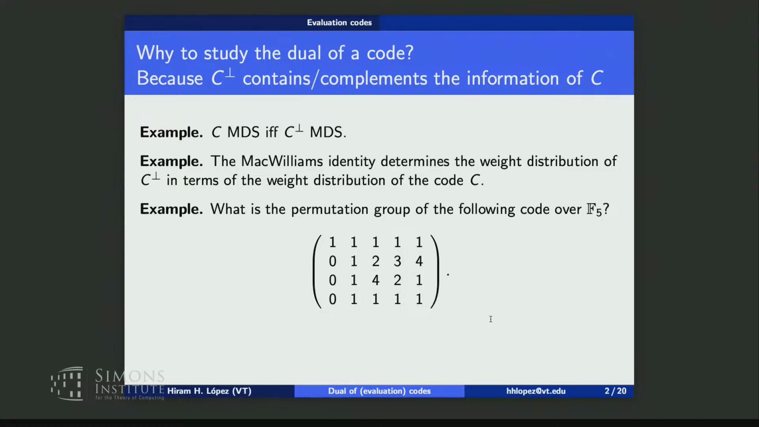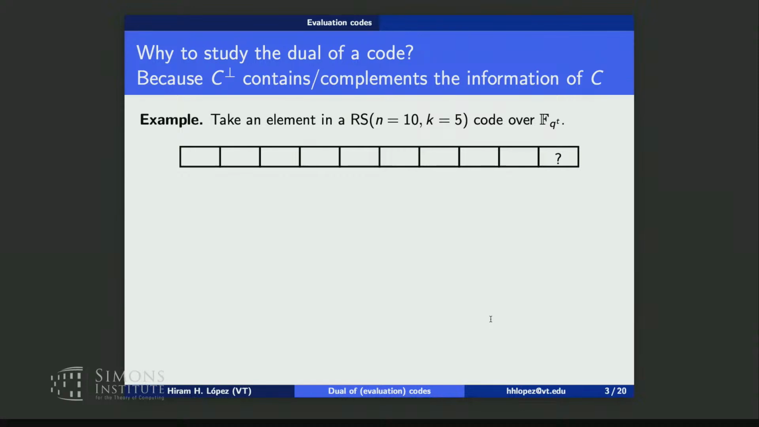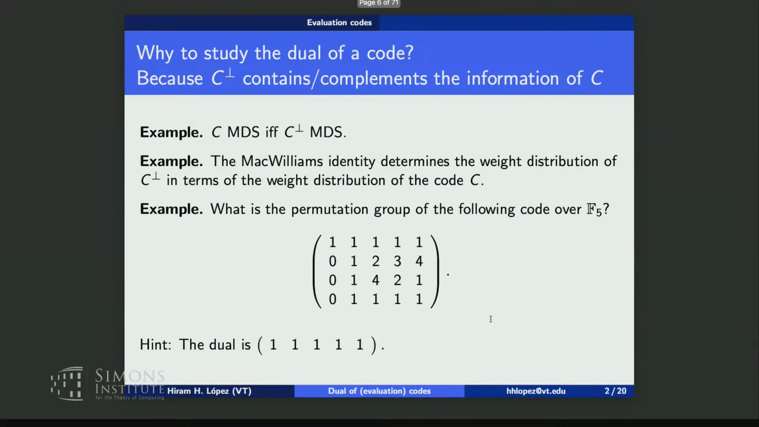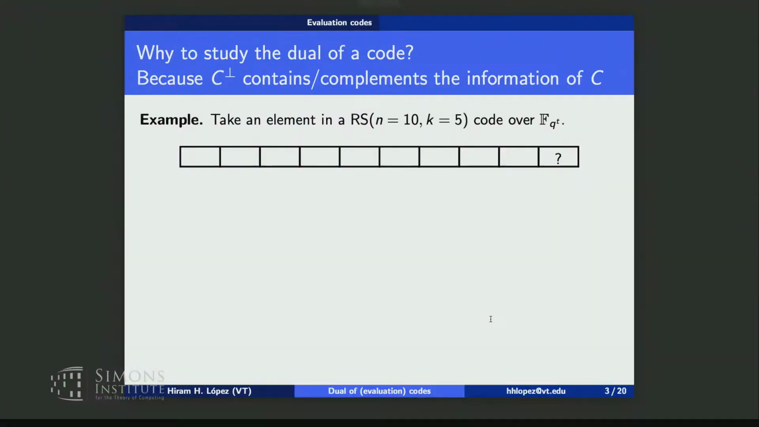So I'm going to ask you this, and you can say, the dual is that guy. And you can say, maybe I know the answer because I know which permutations I can apply here. So this is another reason why we want to study the dual. And what else can we do? These are just classical objects in this sense. MDS, MacWilliams, we all know this theory. And the permutation group, we also know that this can be preserved. But more things can be said thanks to the dual.